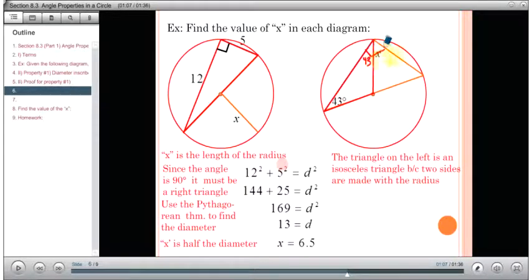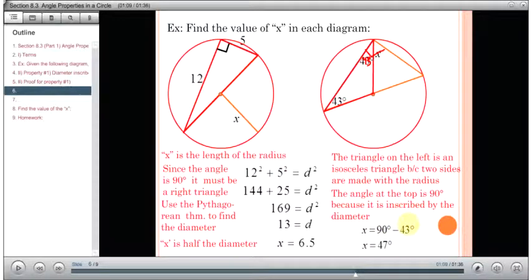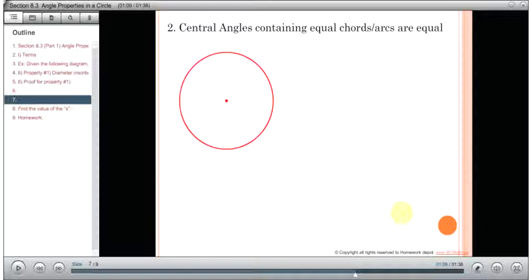If that's all 90 and that's 43, to figure out x, what do we have to do? We just have to go 90 minus 43. So, because the angle at the top is 90, we just go 90 minus 43, and letter x is 47. Alright, so moving on to the next thing.